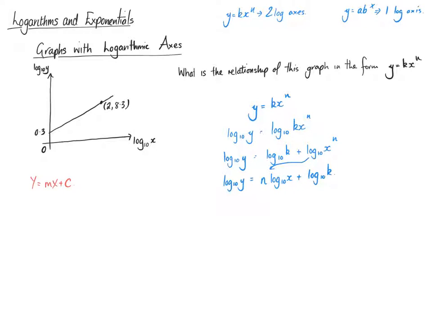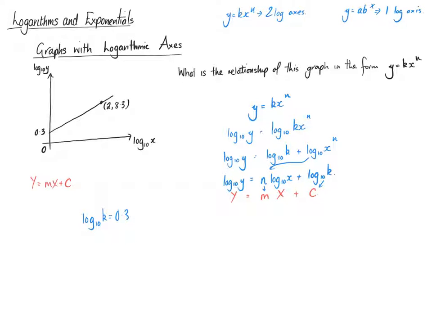And you can see here this is our y, then our log to the base 10 of x is our x, and this is our c. So for the straight line that we've got in our graph, we know that our n is in fact our gradient, and our log to the base 10 of k is in fact our y-intercept. So from the graph, where it crosses the log to the base 10 of y axis, we get log to the base 10 of k is equal to 0.3.